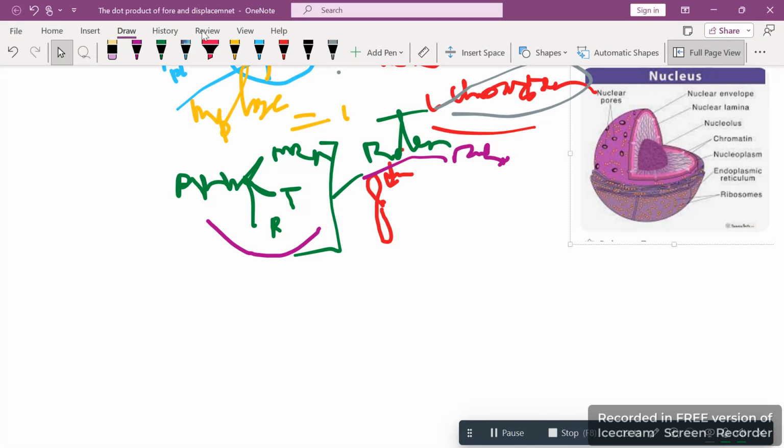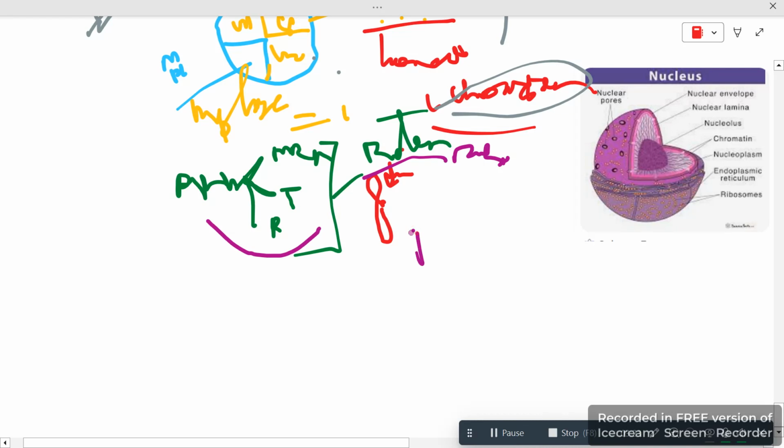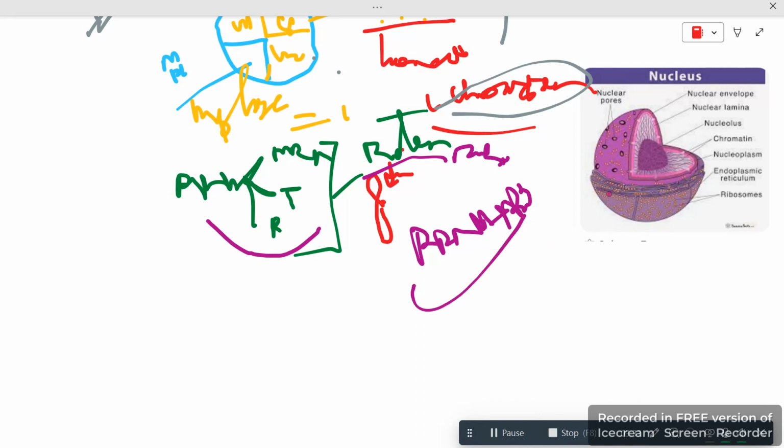So the ribosome makes the rRNA plus protein. Then these both are attached on this part which is known as ER. These both are attached with the ER, and then this ER is further divided into two parts.